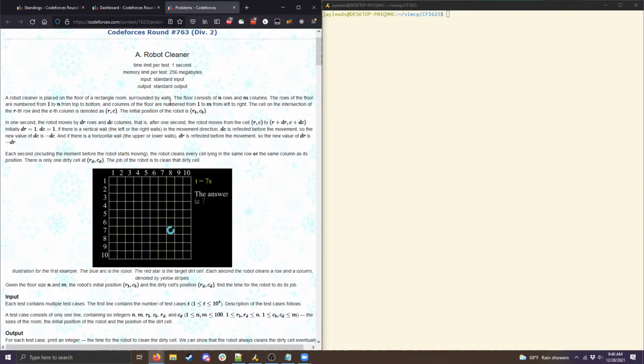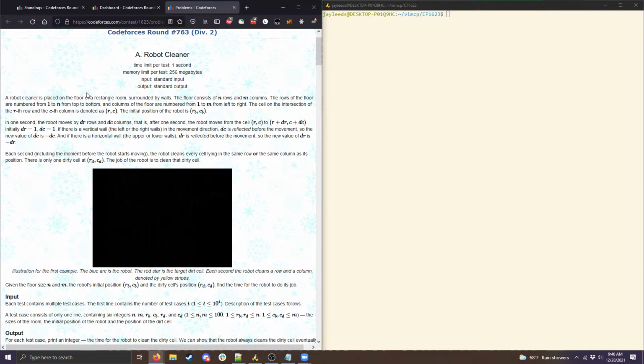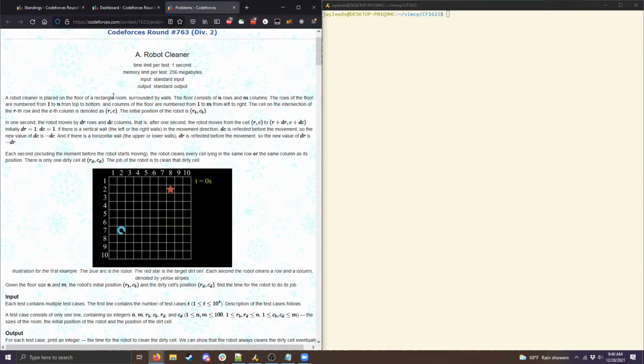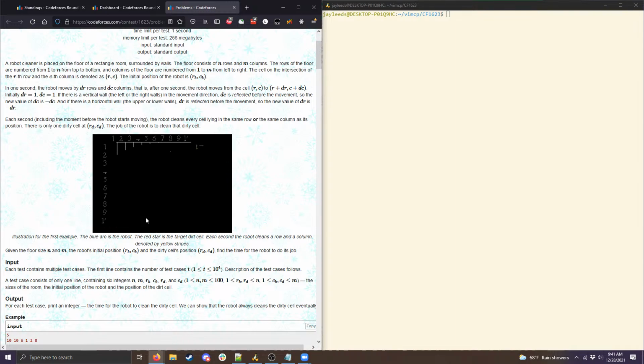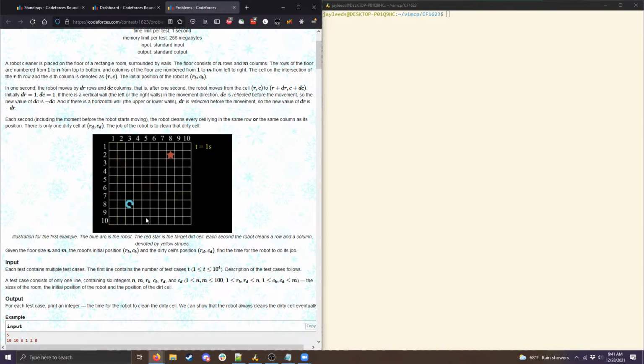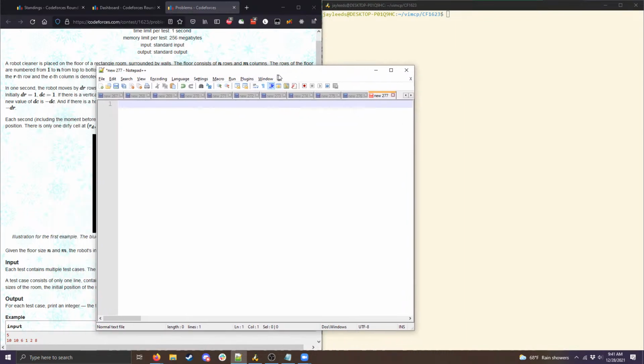Okay. So starting with problem A. Here a robot cleaner is placed on a rectangular floor. They're moving in each second. They move by DR rows and DC columns. Initially they're moving towards, let's see, I guess this is the upper right direction. Yeah, looks like this is the upper right. And then they'll just reflect off of any walls that they encounter. And the robot will clean a dirty cell if at any point they're in the same row or the same column.